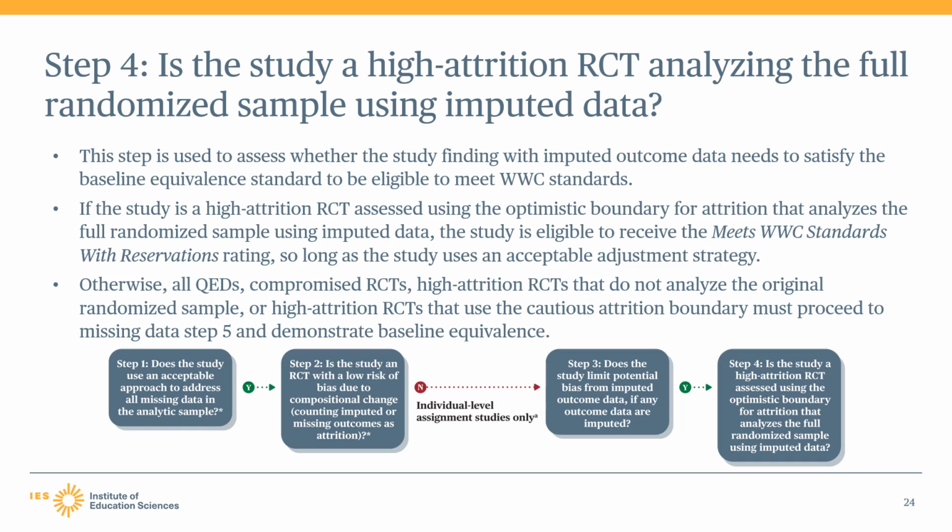Otherwise, if a study fails Step 4, it will progress to the fifth step in the missing data review process. This means that all individual level QEDs, compromised RCTs, high attrition RCTs that do not analyze the original randomized sample, and high attrition RCTs assessed using the cautious attrition boundary must proceed to the next step. Studies that use complete case analysis also proceed to the next step because they do not have imputed data.